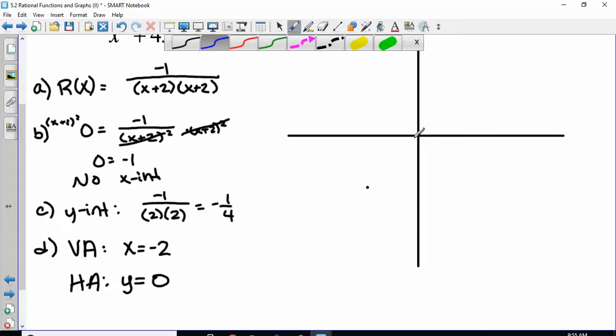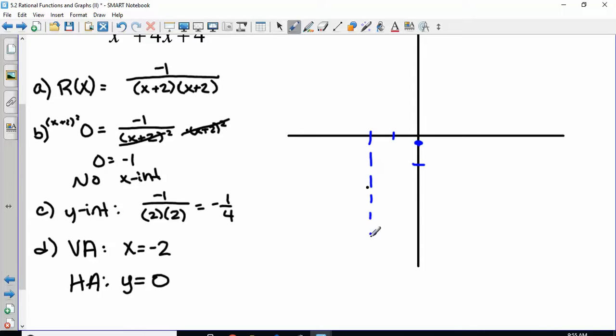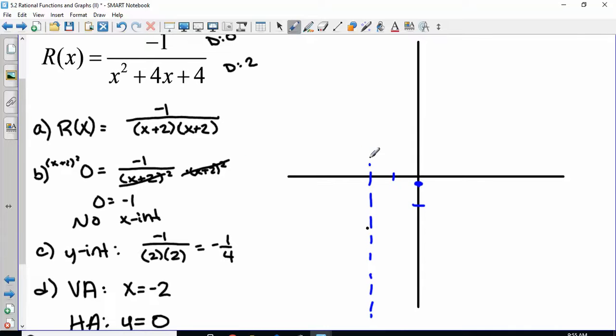Okay, so now we plot everything. We don't hit the x-axis. We hit the y-axis at -1/4. Vertical asymptote at -2. We draw those asymptotes as dashed lines. And the horizontal asymptote at 0.